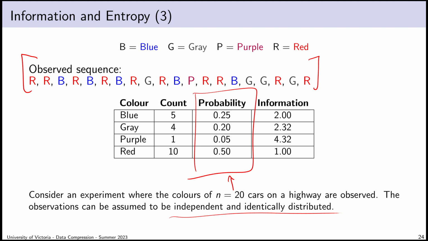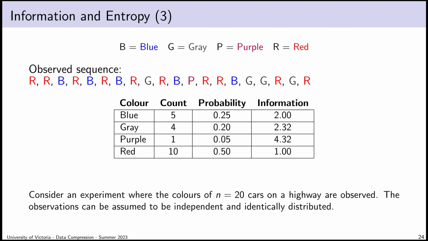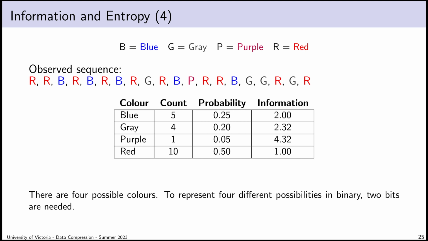So I have that. I've computed the probability of each car. So if I were to make a 21st observation, I could reasonably assume that the probability of the next car being blue is 0.25, and the probability of the next car being red is 0.5. And so I could represent this sequence of things. So I've got 4 possible colors, apparently. I could represent this sequence using 2 bits per symbol. I could just assign, let's do this. Blue is 0, 0, gray is 0, 1, purple is 1, 0, and red is 1, 1. I could do something like that.